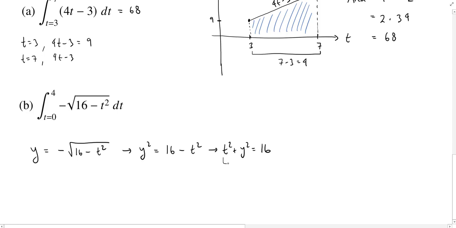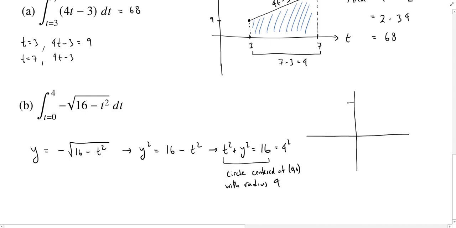And this is the equation of a circle centered at the origin, so centered at 0, 0, with radius, well, 16 is 4 squared, so this will be radius 4. Now, this integrand is not giving us the entire circle, but it is going to give us some piece of it. So let's draw a little graph. This would be my circle with radius 4 centered at the origin.